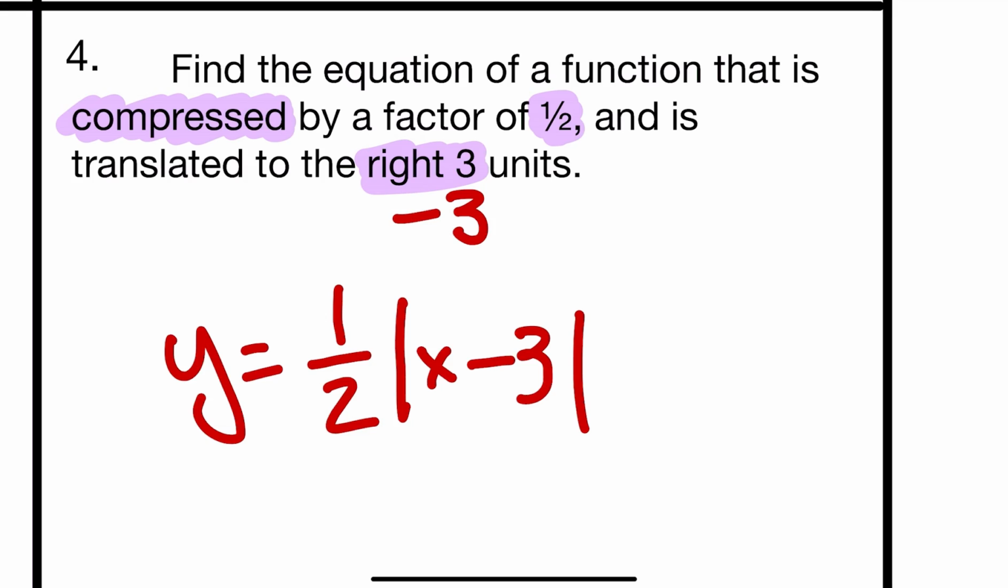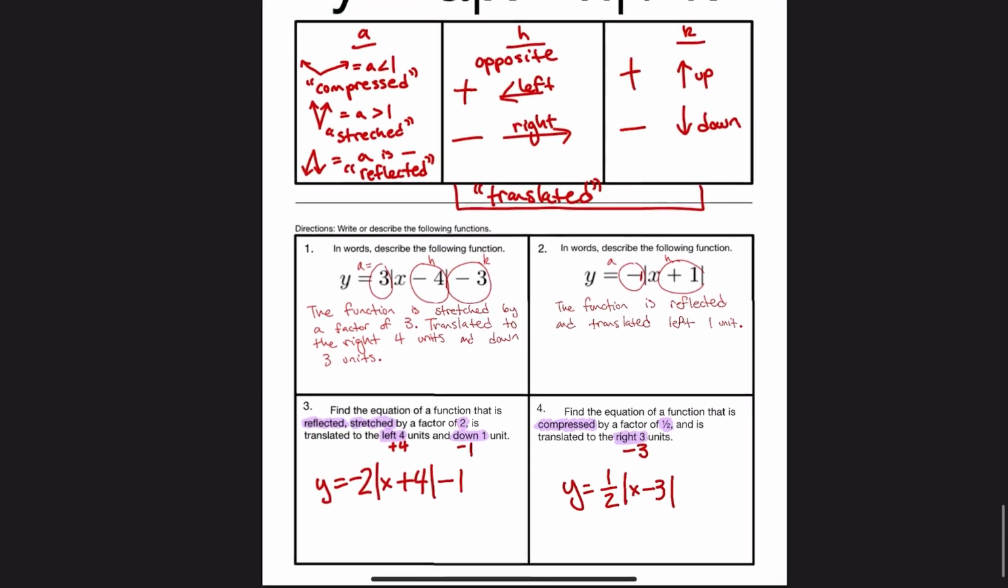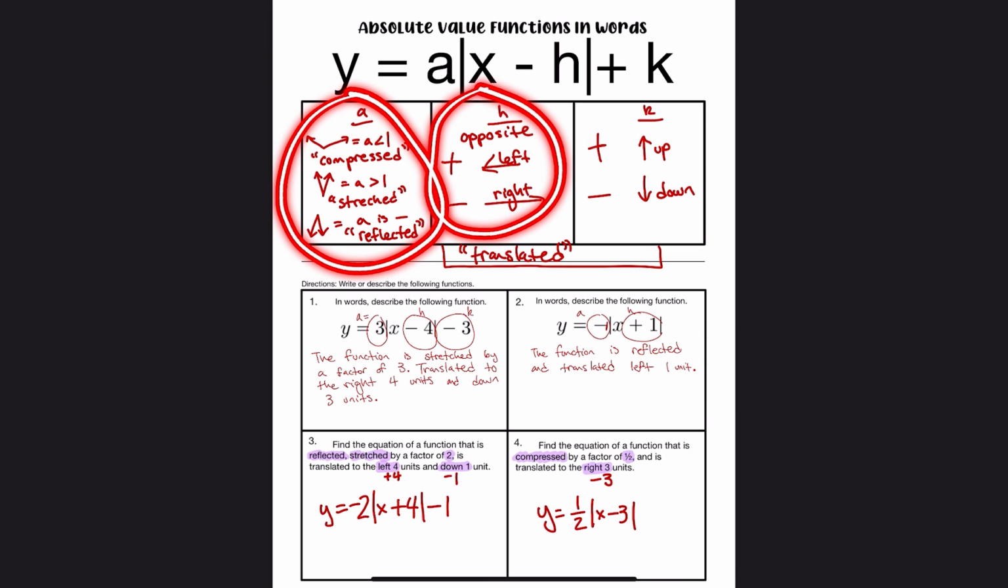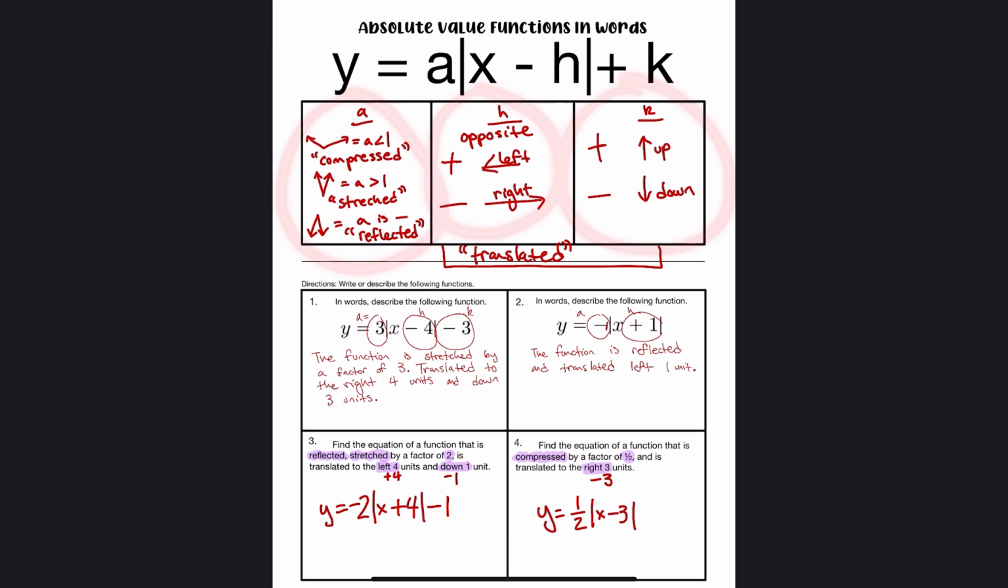All right. So that is all I have for you for the notes for today. They are fairly short, but just make sure that you are following your A, your H, and your K. Use these words to describe them. You want to set it up like I did this one or this one when you're describing. When you're going the opposite way and writing the equation, make sure you just find your A, H, and K and plug them in. That is always your first job with these. Find A, H, and K.